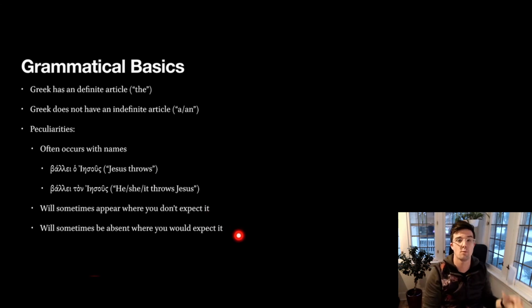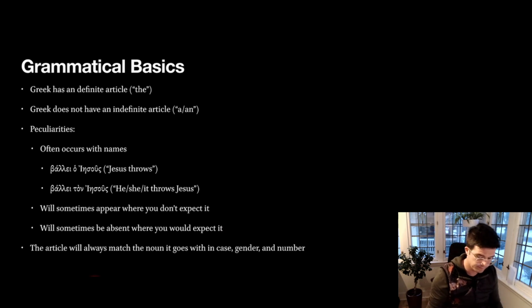There are cases where we will want to put an English article where it is absent from Greek, and that's okay to do in translation. If you think that the English translation calls for the definite article, you should add it in because Greek uses the article differently than English does. And lastly, the article is always going to match the noun that it goes with in case, gender, and number.